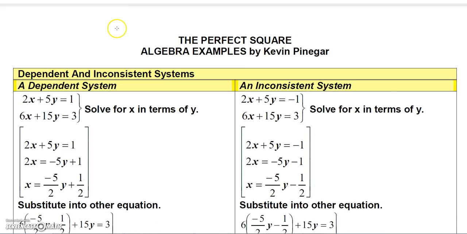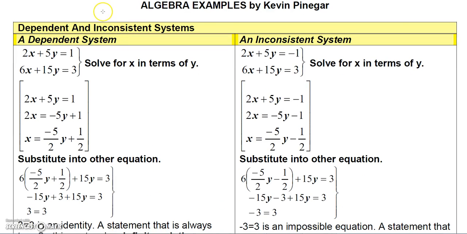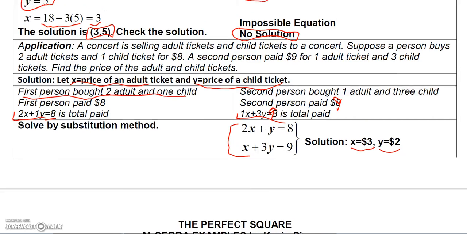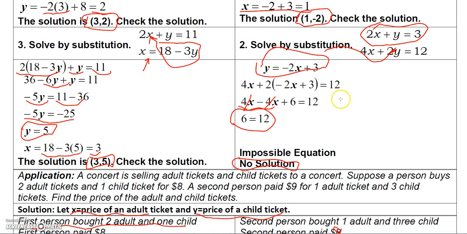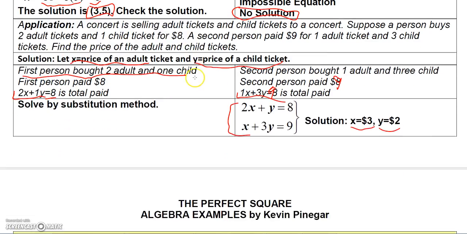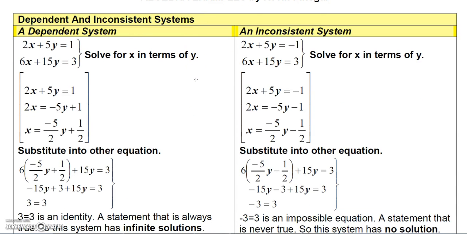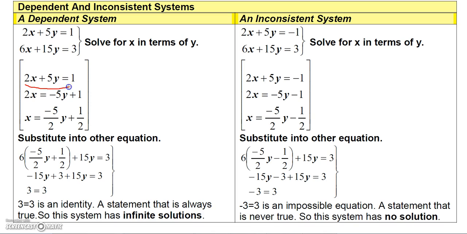Okay, let me show you an example of a dependent and inconsistent system. I already showed you one inconsistent system up here. This one here is an inconsistent system. Actually, that should have been number 4, but anyway, that's an inconsistent system. Now, if we take 2x plus 5y equals 1 and 6x plus 15y equals 3, we can take the 2x plus 5y equals 1. We can subtract 5y from both sides and get 2x equals minus 5y plus 1. Then divide everything by 2 and get minus 5/2 y plus 1/2 for x.